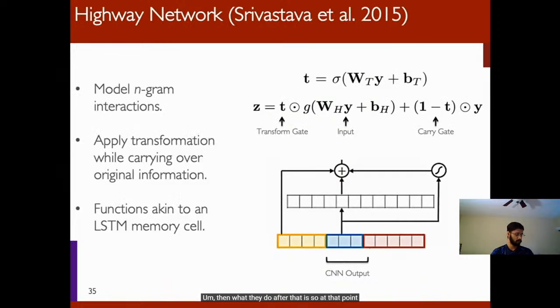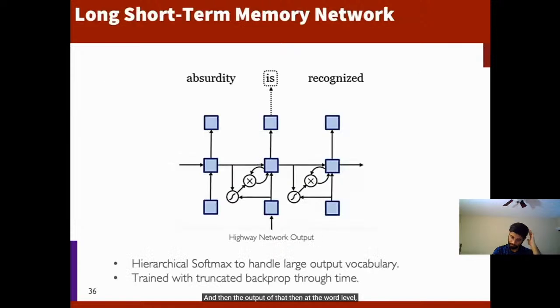Then what they do after that is, at that point, they've got an output representation for character n-grams. And so then they feed that into a highway network like we talked about a bit last time. And then the output of that at the word level goes into an LSTM network, and this LSTM network is now a word level LSTM network, and you're trying to minimize perplexity like for the neural language models we saw earlier.